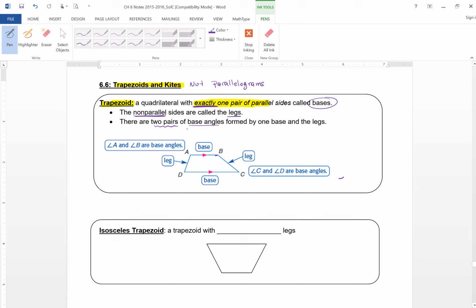All right? Now, there are two pairs of base angles formed by the base and the legs. So if you take this first base here, and most of the time they're called base 1 and base 2, if you take this one base along with the two legs, it creates base angles. And if you take the other base, it creates another pair of base angles. Okay?